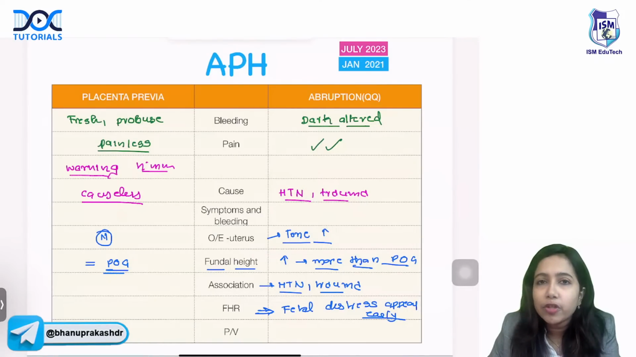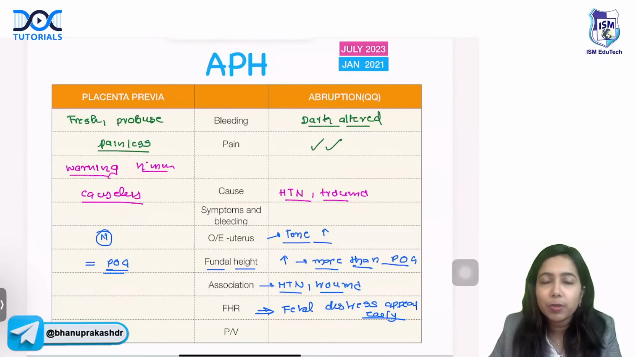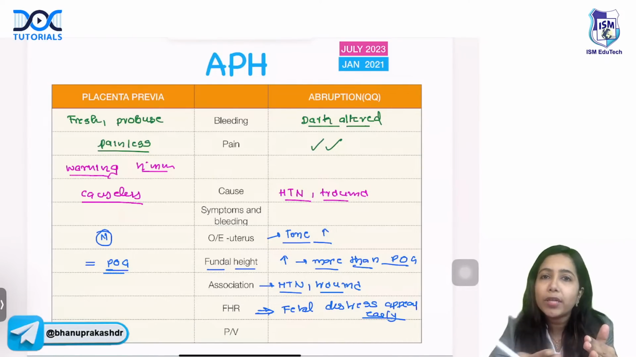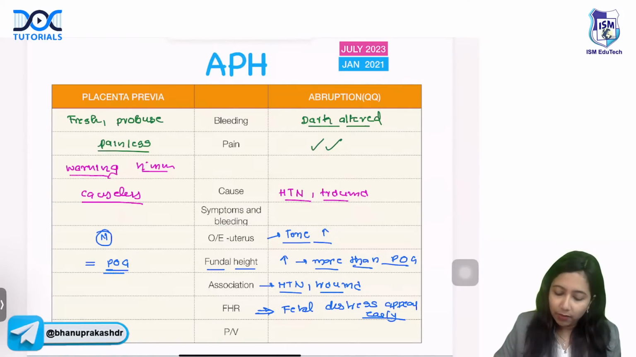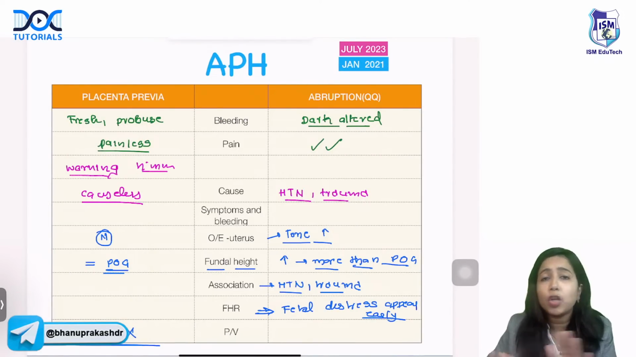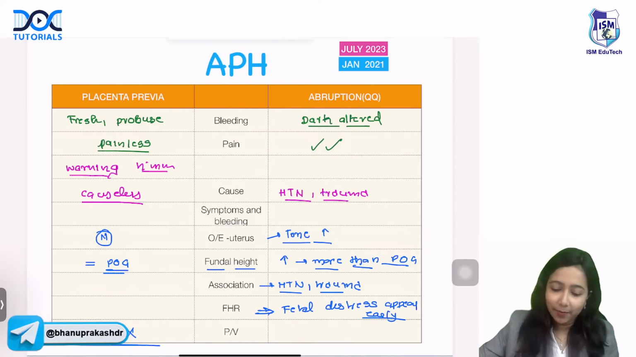Now tell me, if a patient has antepartum hemorrhage, will you do a per vaginal examination? Absolutely no. You will not do a PV unless you rule out placenta previa. Because once there is placenta previa and you do a PV, there is going to be massive bleeding. So PV is never done in placenta previa. You do a PV in abruption only after you are absolutely sure that it's not placenta previa. Per vaginal examination is contraindicated in placenta previa.